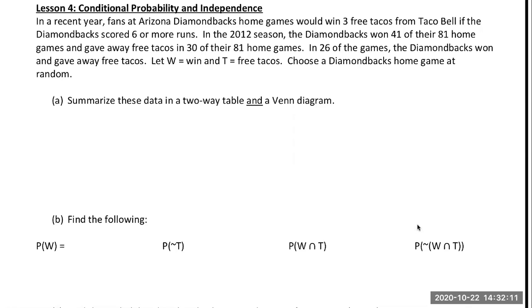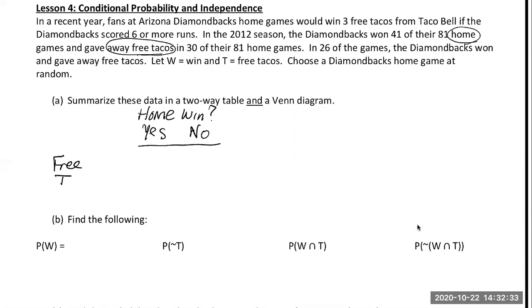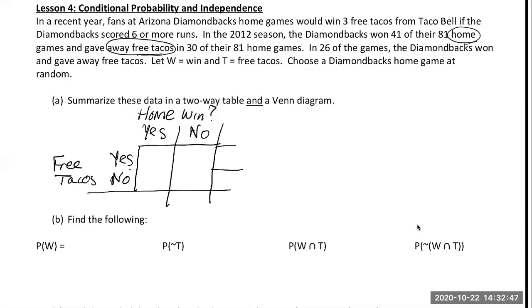So the first variable, I guess we'll talk about home games. Did they win, yes or no? So I'll put home win, yes, no. The other variable in the two-way table is give away free tacos, yes, no. And then we have our totals. Total column over here, total column over here.